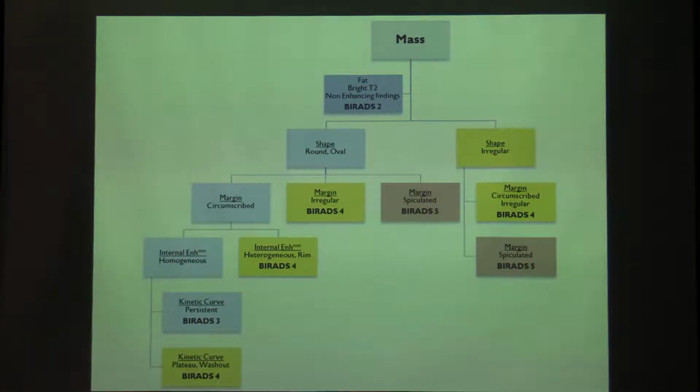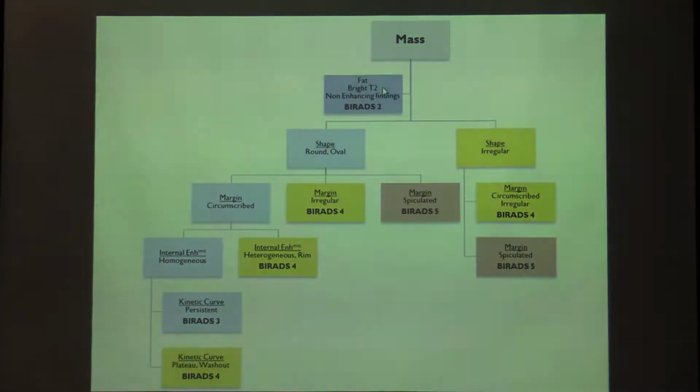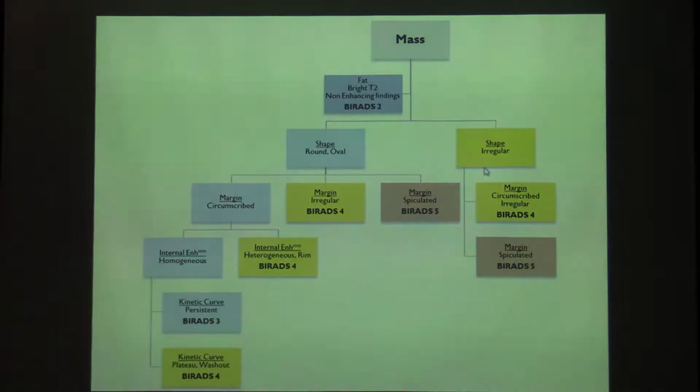So here, quick, I'm not sure you can see, yes you can see, a quick algorithm to interpret the mass when you have the mass on the MRI. First of all, try to see if there is some fat, some bright T2 signal, or non-enhancing finding. In the majority of cases, this is a BI-RADS 2. Then you have to see the shape. If the shape is irregular, you know this is at least a BI-RADS 4 lesion. This is very easy. Shape irregular, BI-RADS 4.